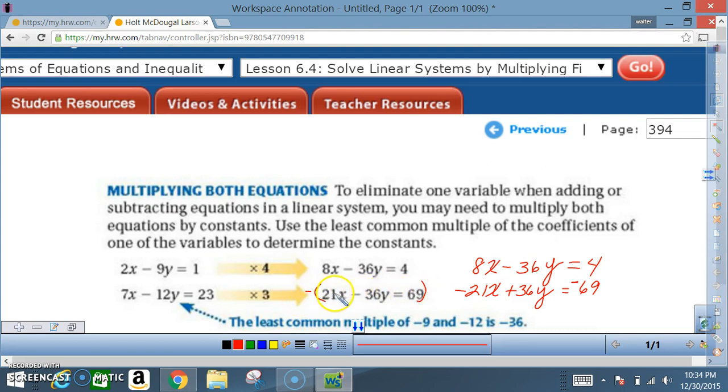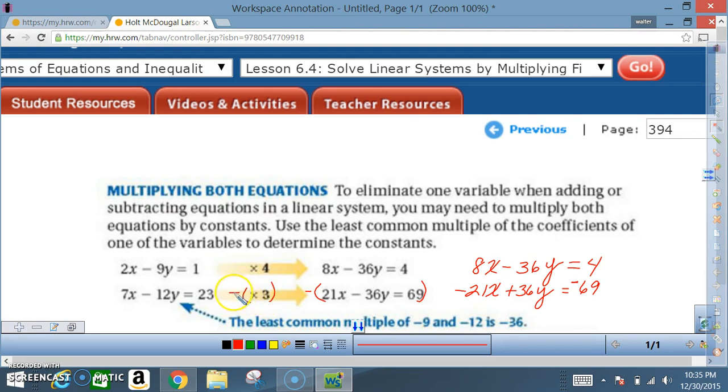So a positive 21x will become a -21x. A -36y will become a positive 36y because a negative times a negative is a positive. And then a positive 69 will become a -69. Now notice what happens. The y's will cancel out. -36y and a positive 36y will cancel. Now an easier way to do this, at least to me, would be to multiply the bottom equation by -3 in the first place.